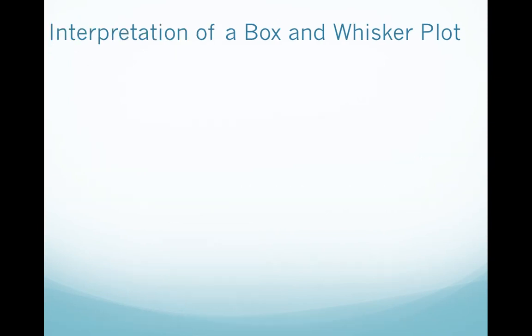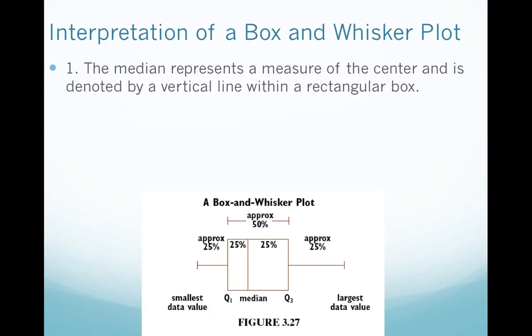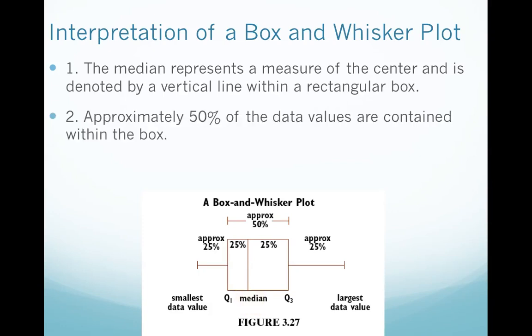Okay, let's interpret the box and whisker plot. The median represents a measure of the center, and it is denoted by the vertical line within the rectangular box. Okay, so the center of the distribution is the median. Approximately 50% of the data values are contained within the box. Okay, so from Q1, which is the 25th percentile, to Q3, the 75th percentile, we have 25 plus 25, or 50% of all the data values within the box.